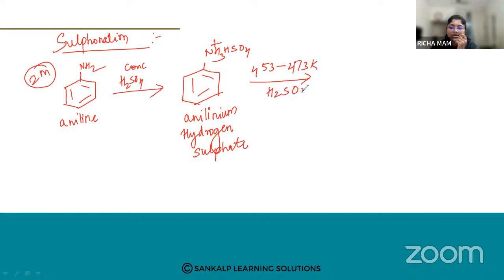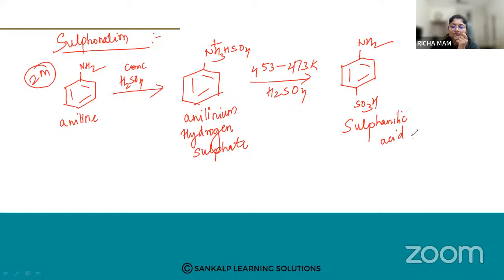in the presence of H2SO4, gives sulfanilic acid. So this is your sulfonation. Aniline, when reacted with concentrated H2SO4, gives anilinium hydrogen sulfate, which on further heating with H2SO4 at 453 to 473 Kelvin gives sulfanilic acid, or you can call it para-amino benzene sulfonic acid.